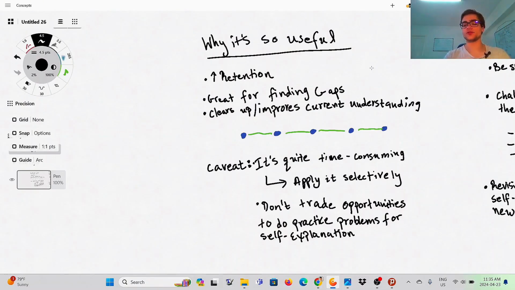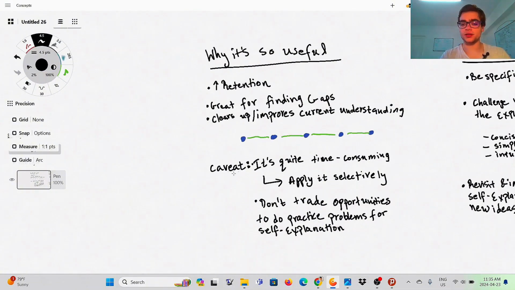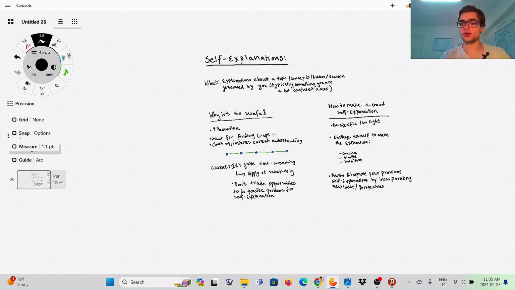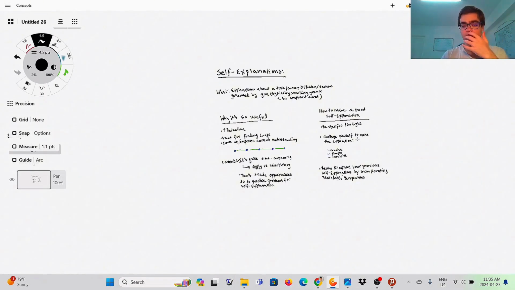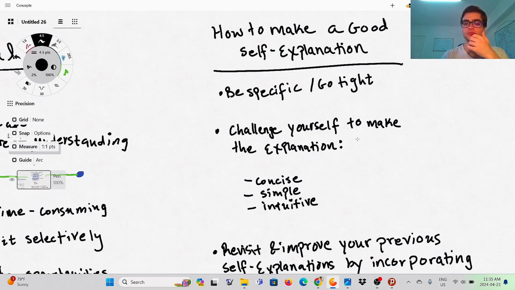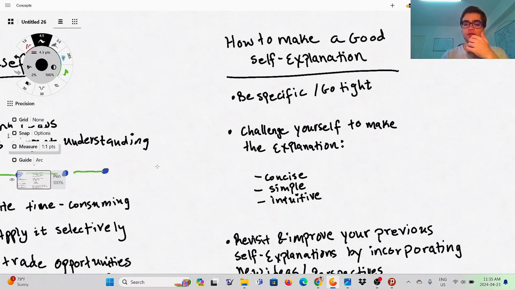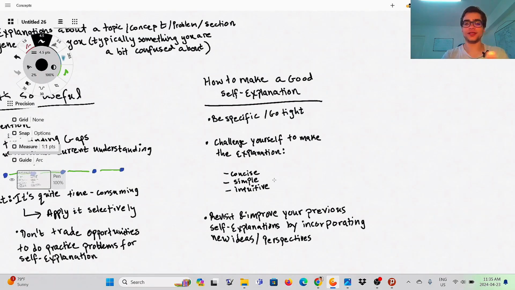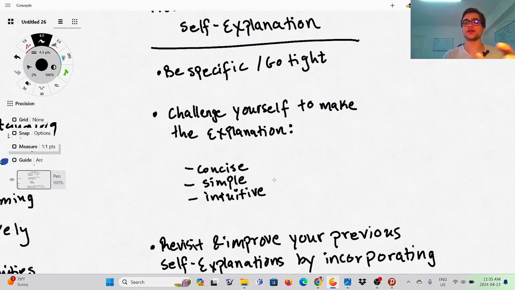So that's kind of another reason for it. But again, the main reason why I would use them is finding gaps, and they still do clear up understanding. So let's actually get into how you would make a pretty good self-explanation. These are a few principles. The first one that I hinted at was being specific and going tight.